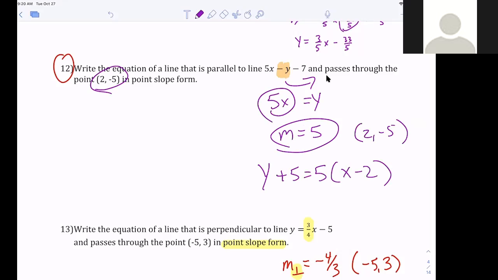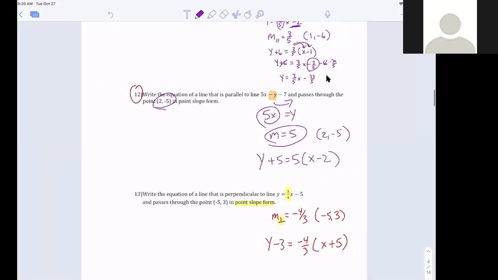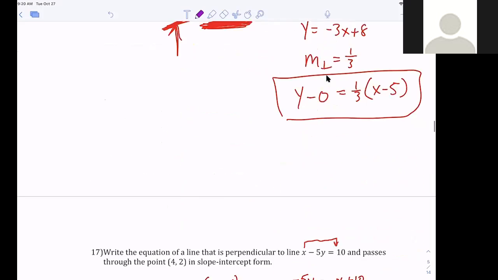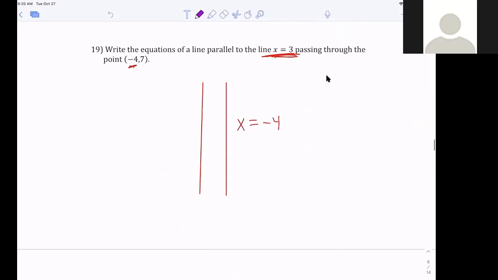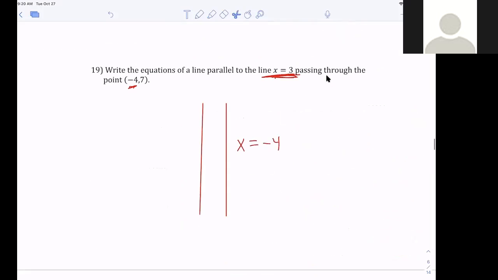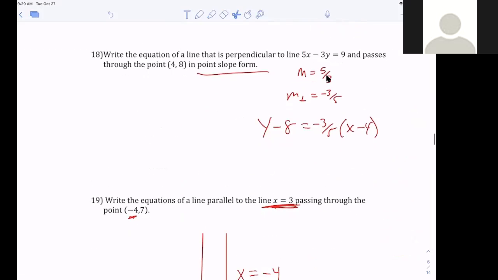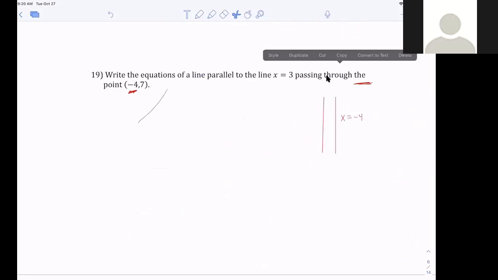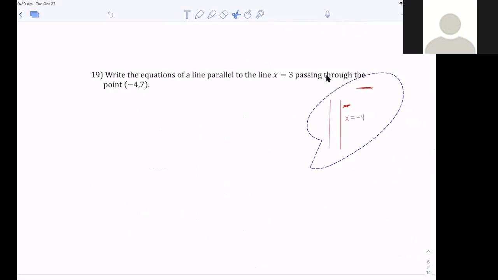Really, really important. All right, here we go. 19. Now, 19. We did 18. Okay, look at 19. All right, x equals 3.